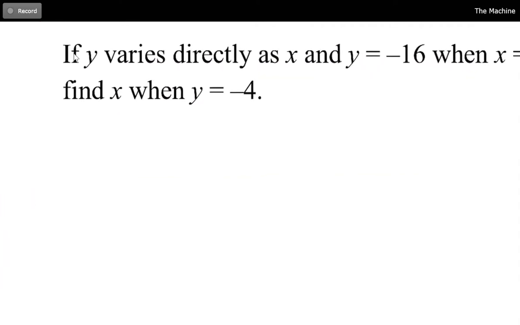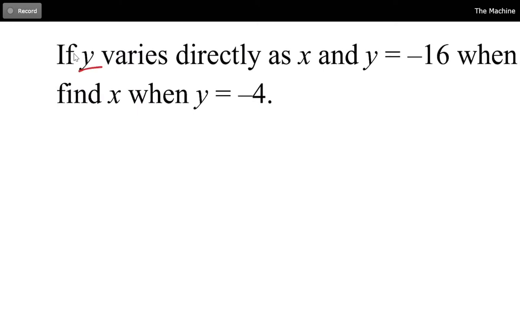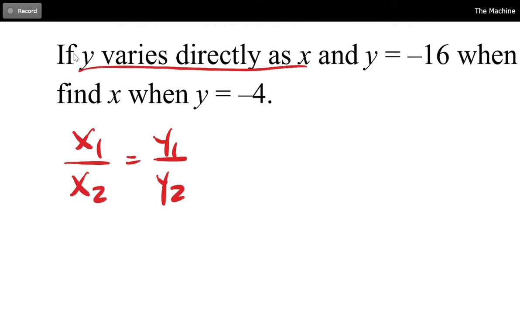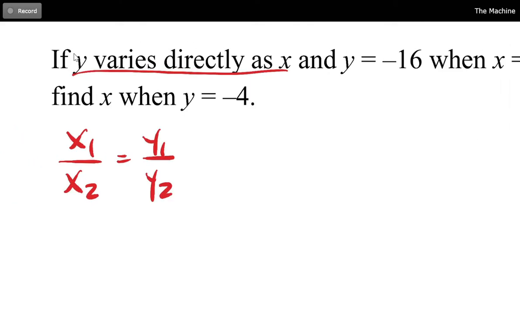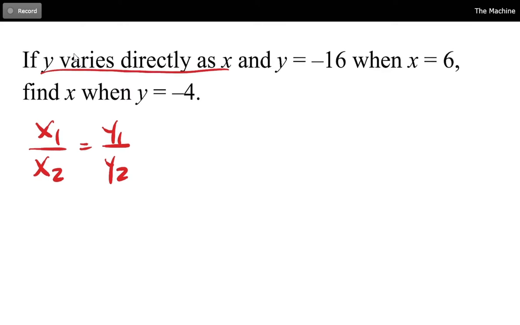So if y varies directly as x, let me translate that. That says x1 compared to x2 is equal to y1 compared to y2. And now I have to go through here and identify first and second y's and x's. Here's my advice on how to do that. Come through here, and y is the first one I come to, so I'll write y1 as a subscript. y1 is equal to negative 16 when x1 is equal to 6, because those two go together. Find x. Well, that's going to be the x2, notice the subscript there of 2, when y2 is equal to negative 4.